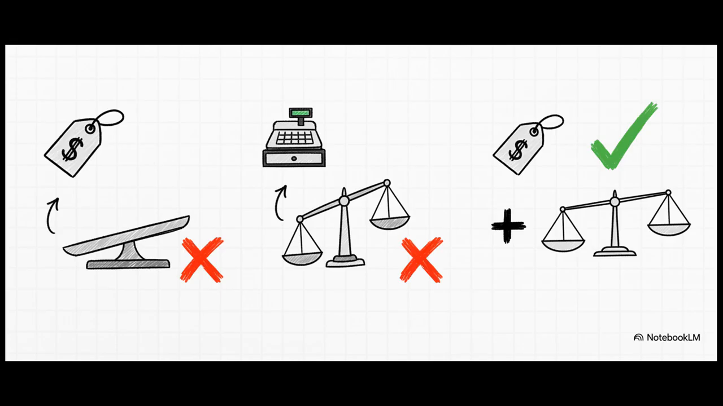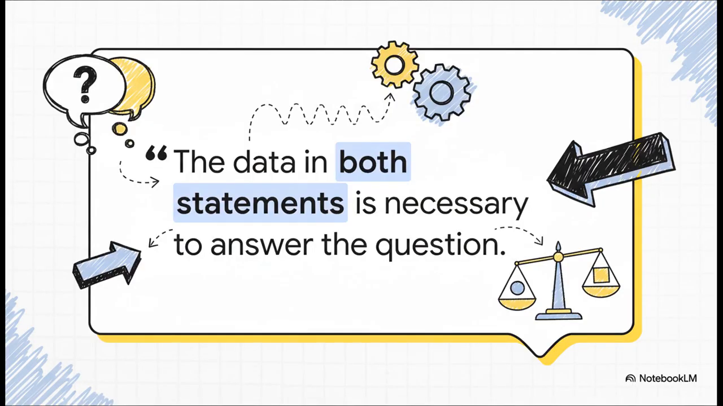Okay, now, and this is key, we wipe the slate clean. Forget about statement 1. Let's look at statement 2 by itself. It gives us the selling price per ball. Can we find the profit from that? No way, we don't know the cost, so 2 alone isn't sufficient either. So since neither worked on its own, now we can combine them. And together, we have the cost per ball and we have the selling price per ball. That's everything we need. And there's our answer. Neither statement was good enough on its own, but together, they gave us the whole picture. So, the data in both statements is necessary to answer the question.